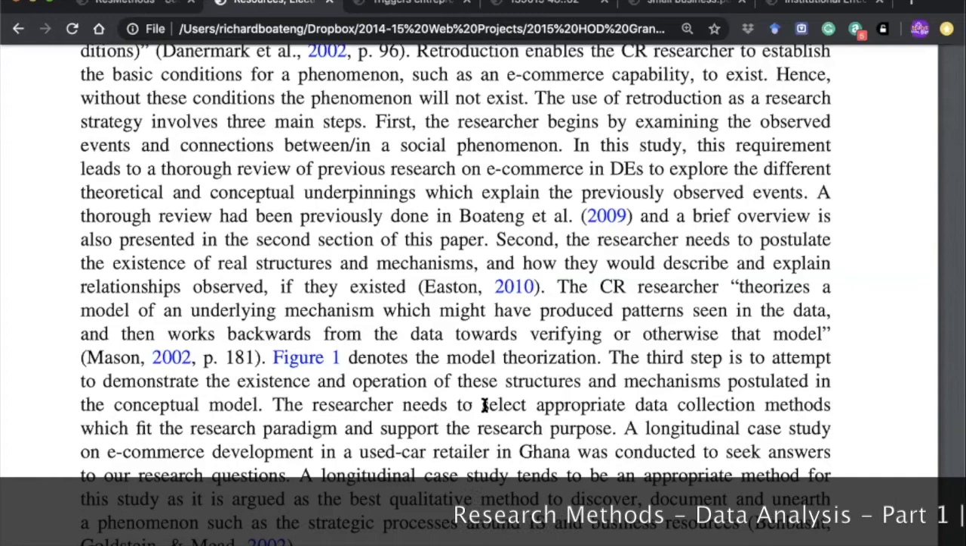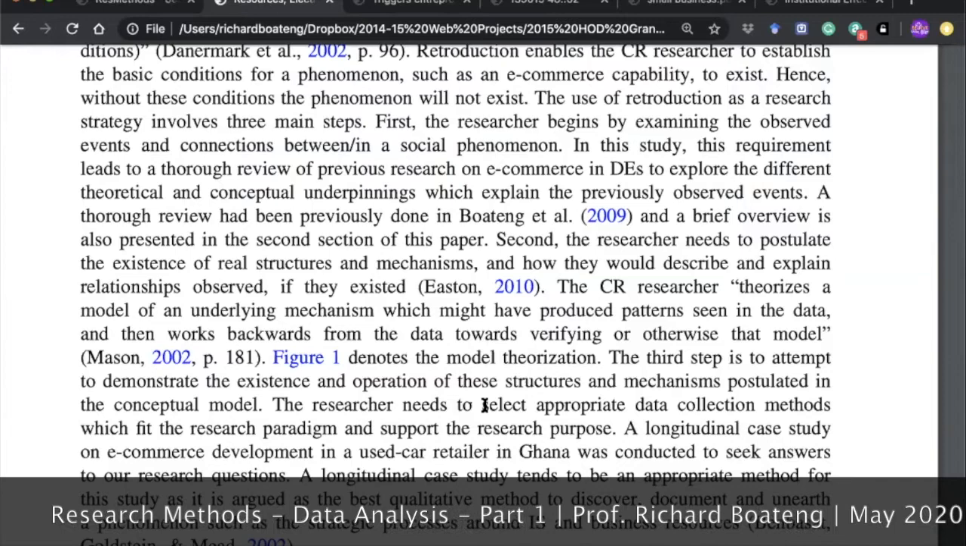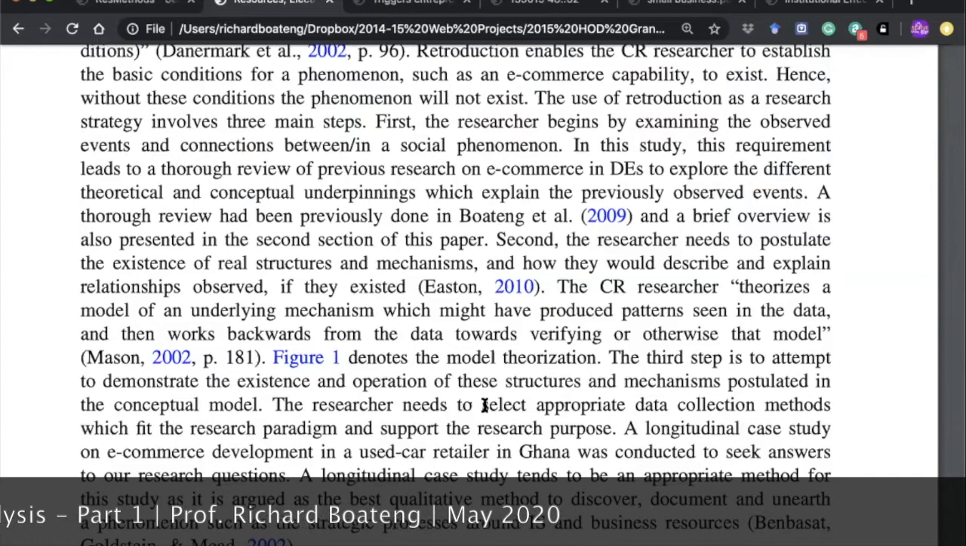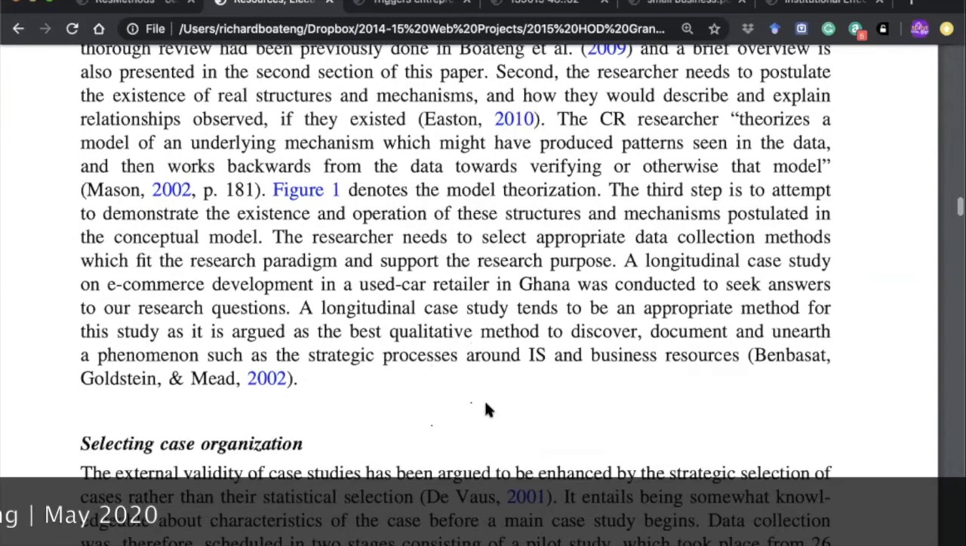Okay. So this longitudinal case study tends to be an appropriate method for this study, as it is argued to be the best qualitative method to discover, document, and unearth a phenomenon such as strategic processes around the IS and business resources.